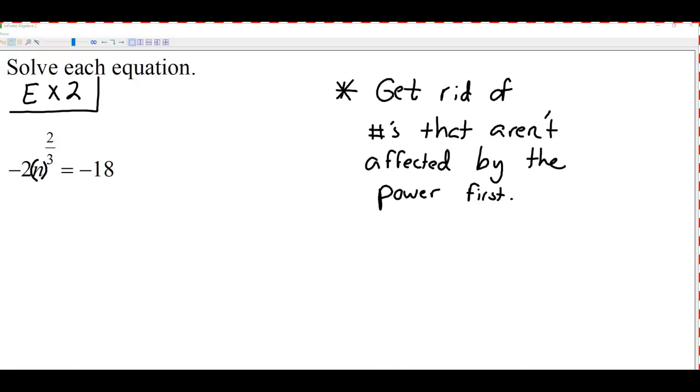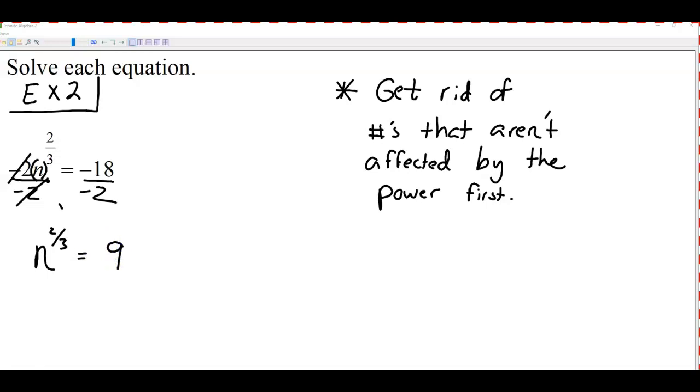And how do I get rid of the -2? Divide it. Now some of you guys might have been thinking add because it's negative, but it's -2 times n, so the opposite is division. So we're going to divide both sides by a -2. -18 divided by -2 is 9.